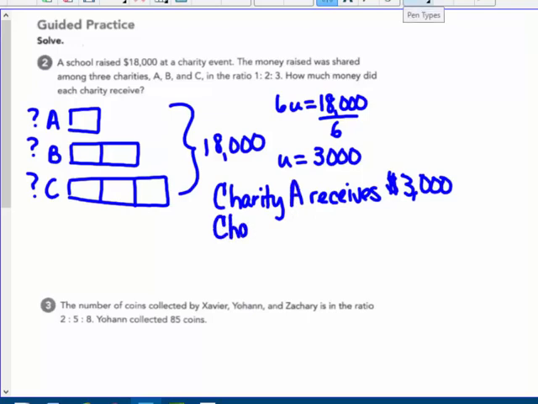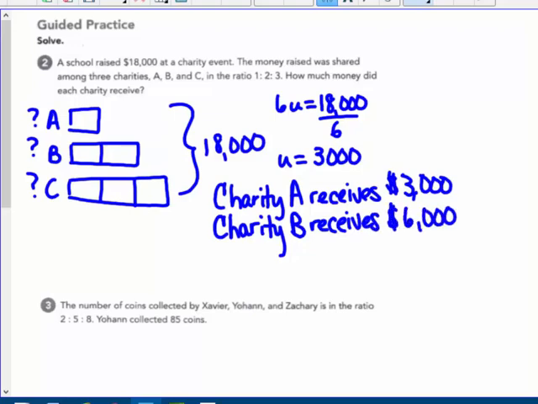Charity B, 2 times 3,000. They receive the 6,000. And 3 times 3,000. Charity C receives the 9,000.